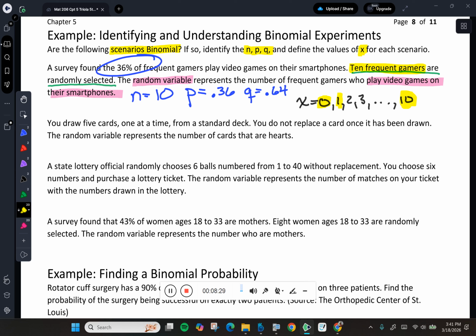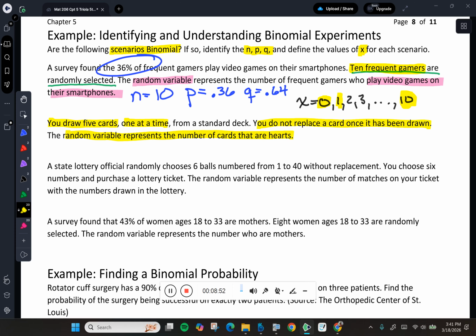So that was definitely binomial. Let's look at one that isn't and see why. You draw 5 cards. Well, that sounds good. I'm doing an experiment 5 times. One at a time from a standard deck. You do not replace the cards once they've been drawn. The random variable represents the number of cards that are hearts. Well, that's not binomial.